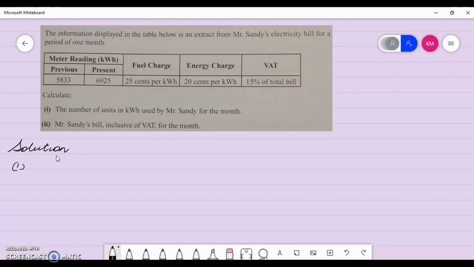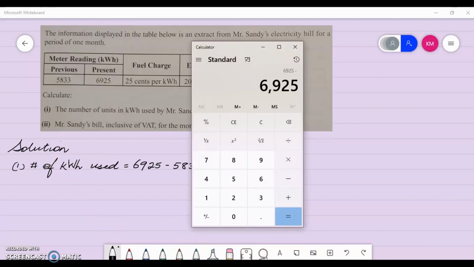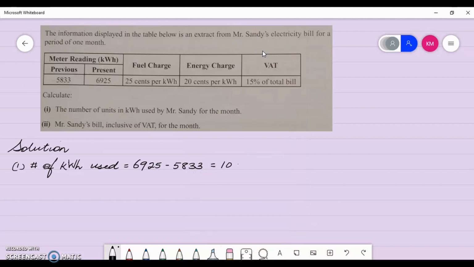So part 1 is number of kilowatts per hour used is going to be 69.25, take away 58.33, and that is going to give us 10.92, and that is part 1.